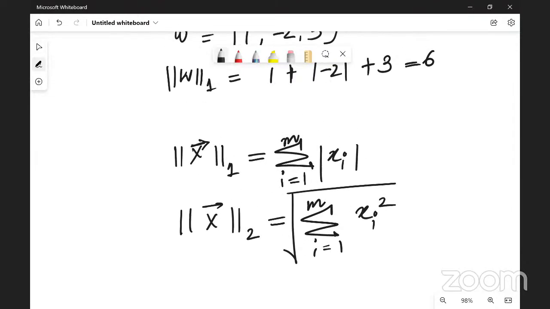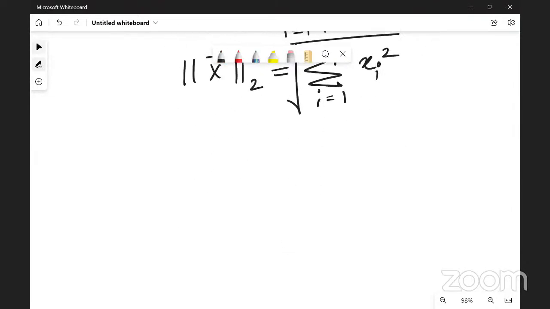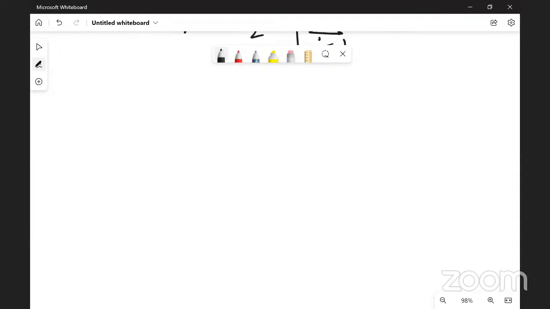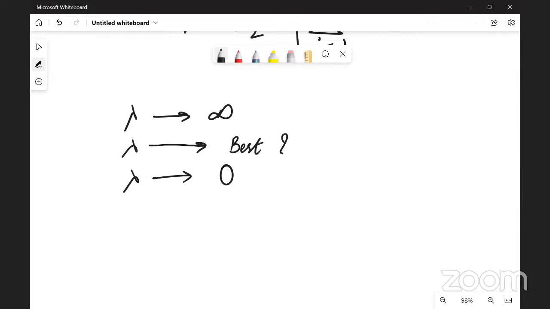Sure. Now the last point remaining for this is how would you choose the best lambda, or regularization rate? If lambda is very large, let's say it tends to infinity, what is going to happen? If it tends to 0, what is going to happen? And which lambda is the best, how do we find it?